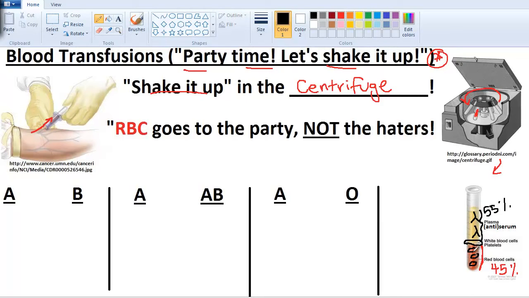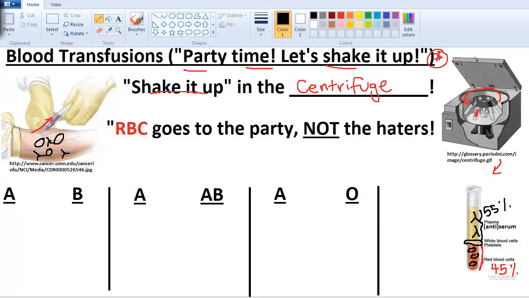The red blood cells, they're more dense, so they're down at the bottom. The antibodies, they're up top. So basically when you centrifuge blood, you can separate it. Otherwise, it's all mixed in together. So again, really quickly, in the blood, you have the red blood cells. They're all mixed together with the antibodies.